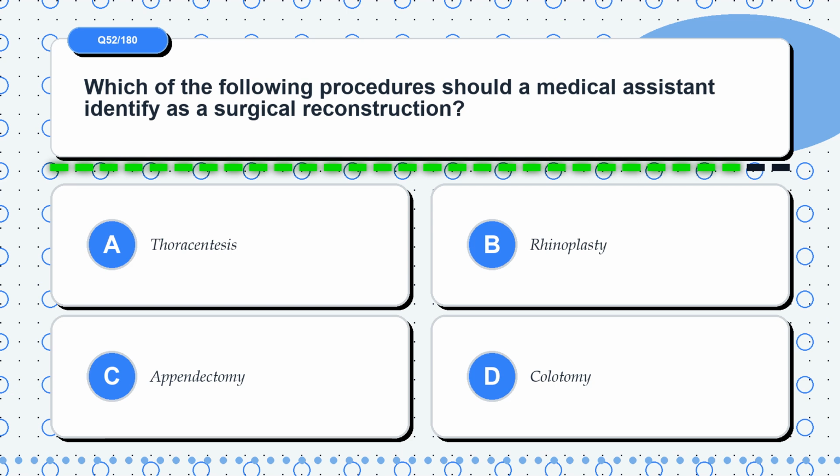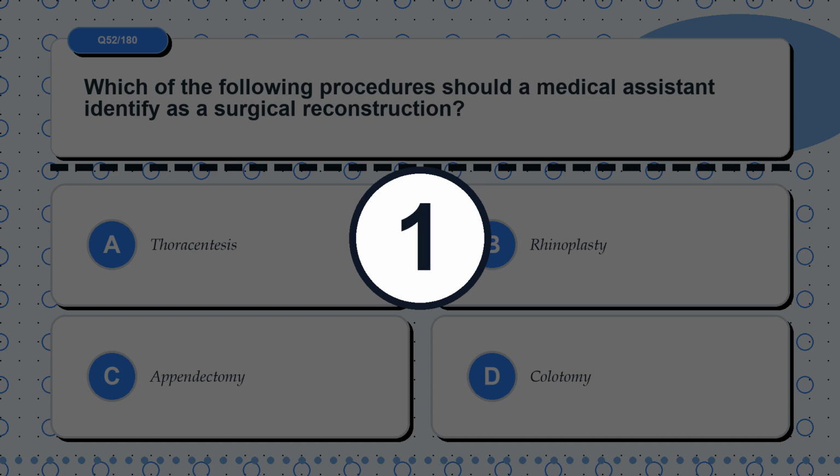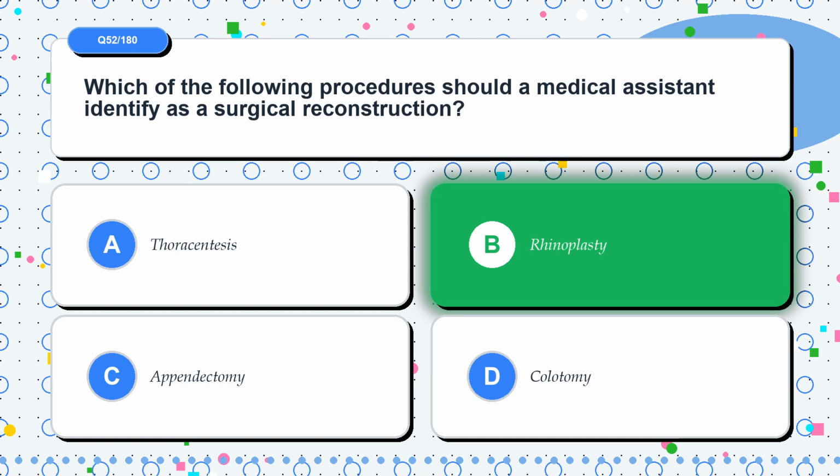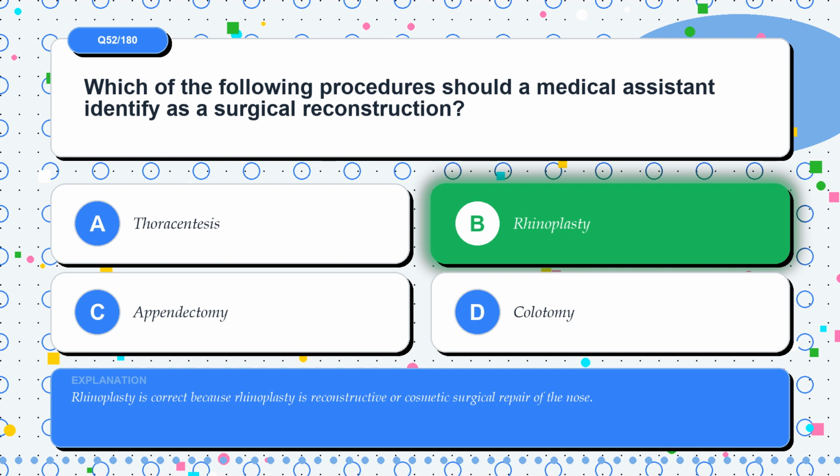Question 52. Which of the following procedures should a medical assistant identify as a surgical reconstruction? Here are the options. Option A, thoracentesis. Option B, rhinoplasty. Option C, appendectomy. Option D, colotomy. The correct answer is option B. Rhinoplasty is correct because rhinoplasty is reconstructive or cosmetic surgical repair of the nose.